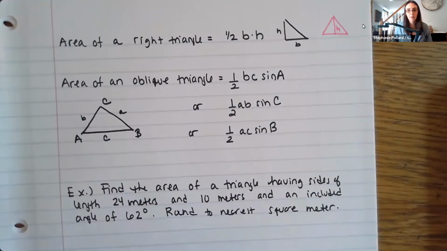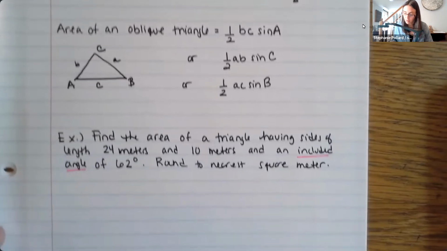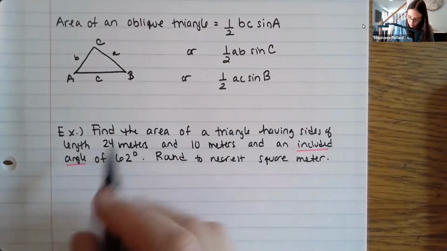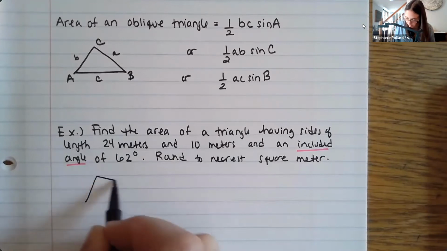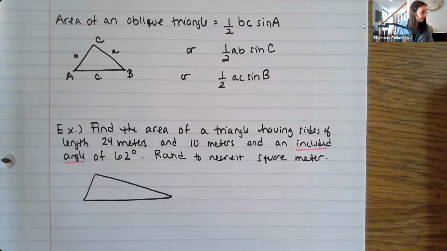So let's do an example. We're going to find the area of a triangle that has sides 24 meters and 10 meters and an included angle of 62 degrees. So I'm going to draw a picture first, and again, it's not going to be to scale, so bear with me. Let's see, one of my sides is definitely shorter than the other, so maybe something like this. Not quite sure. So here's my triangle.